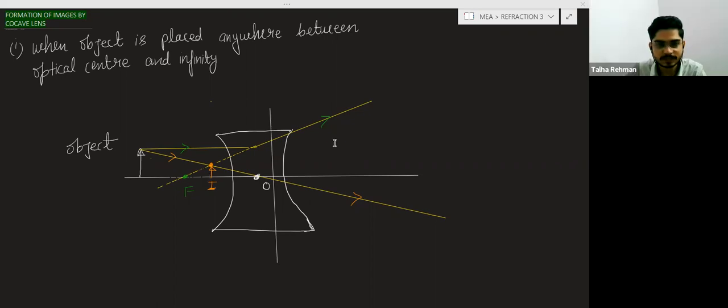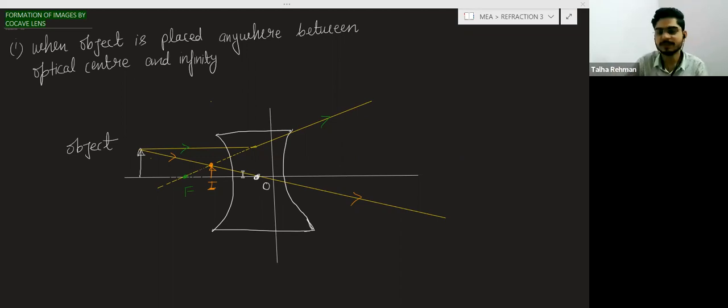Why? Because this first ray is actually going in this direction. I have just produced this ray in the backward direction for the image formation. In actual, both the rays are not meeting at this point. This is the produced part of the actual ray that is meeting with this ray. So the rays are not actually meeting, they are just appearing to meet.